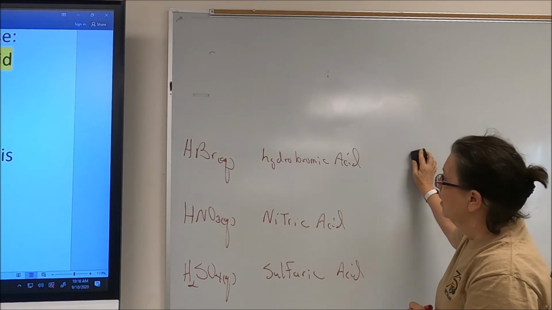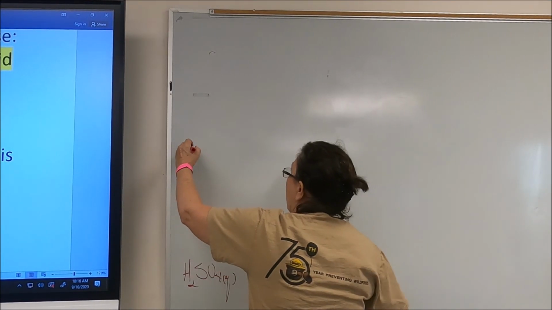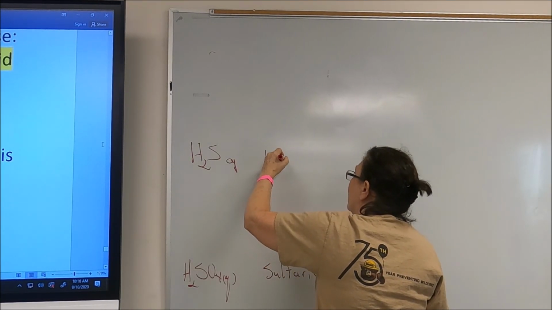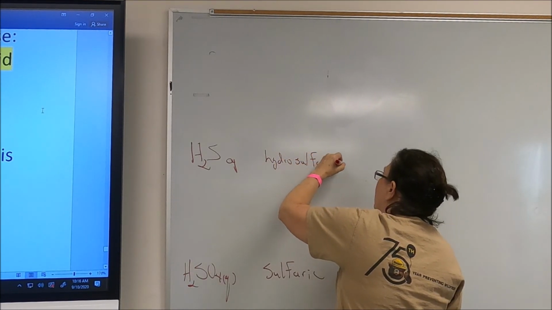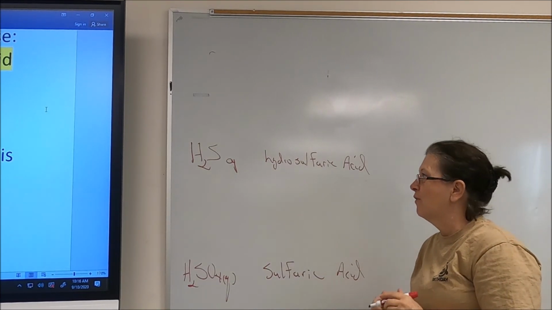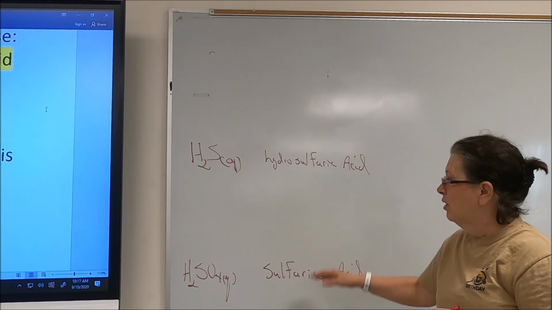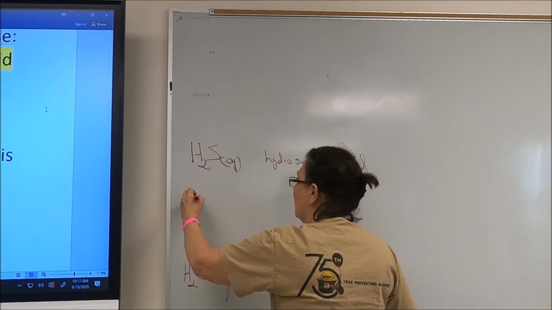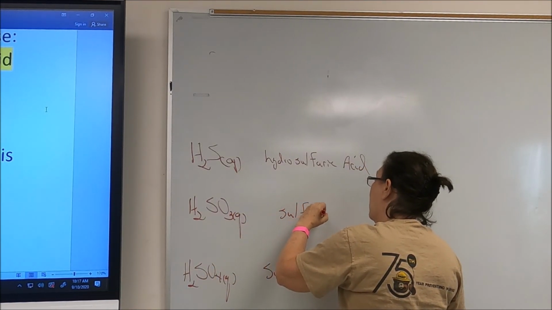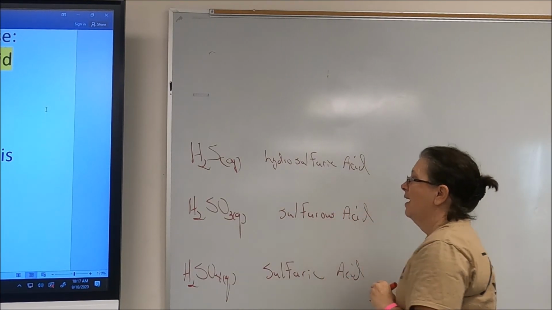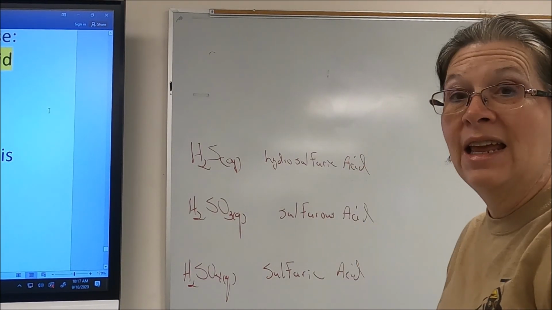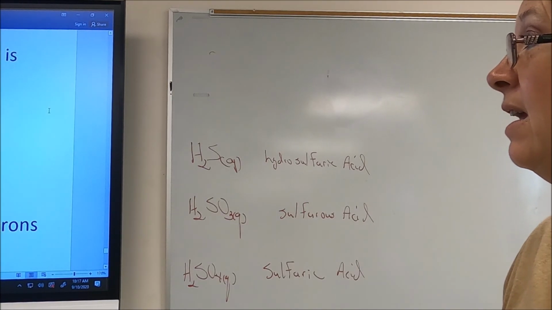So, if we've got an IDE ending, we're going to have hydro, the base name of the anion, ic acid. If we have an ITE ending, we're going to have us acid, okay, and use prefixes where seen. And then if it has an A-T-E ending, it's just going to be ic acid. And again, use prefixes where seen.